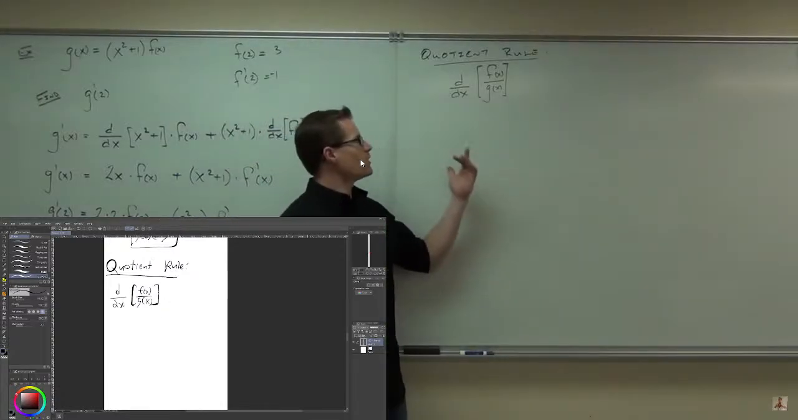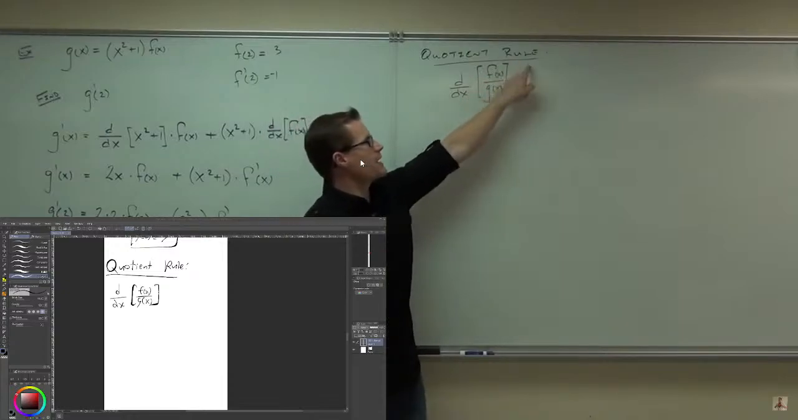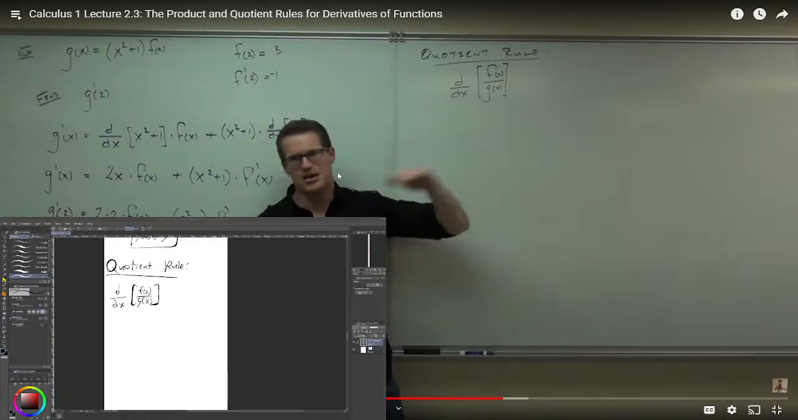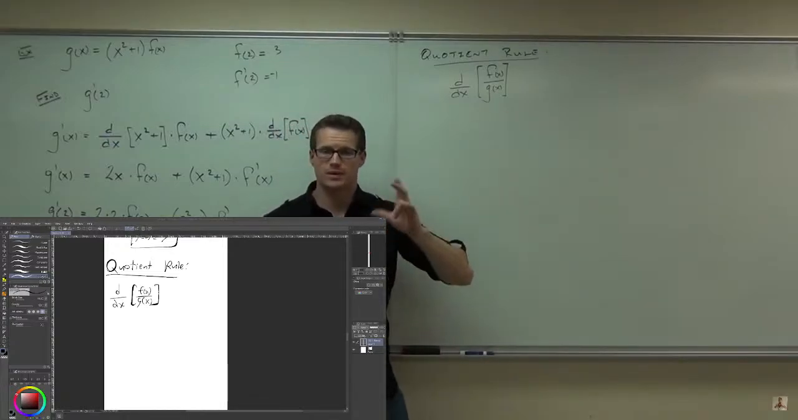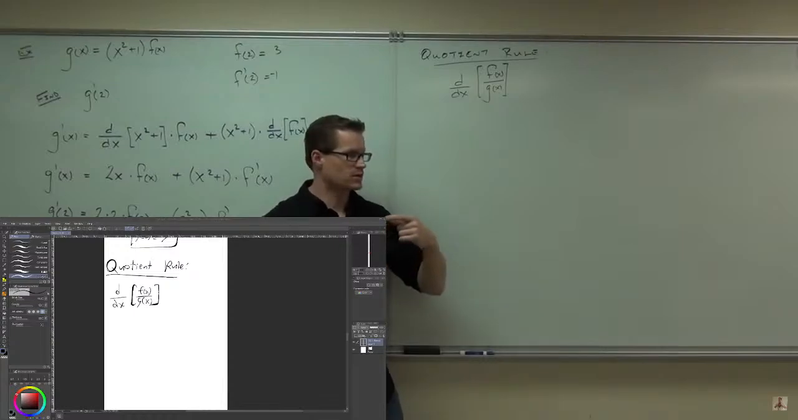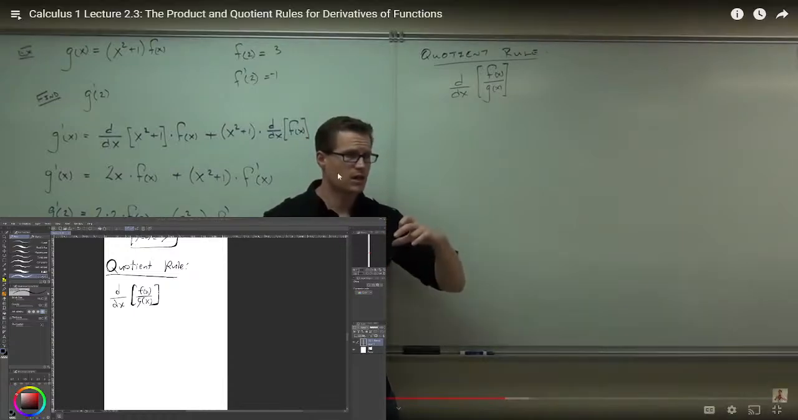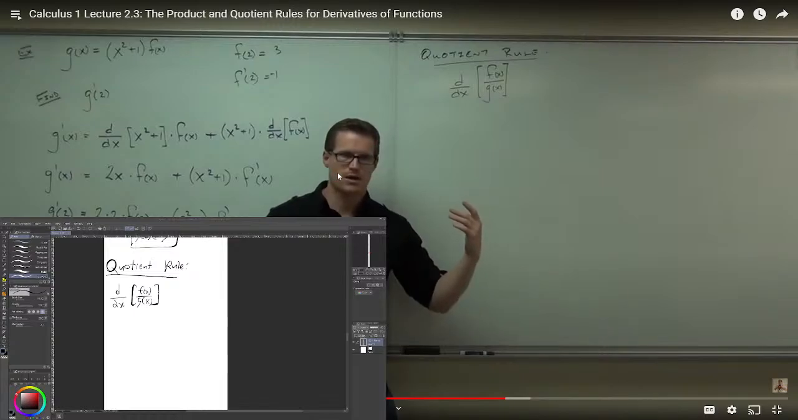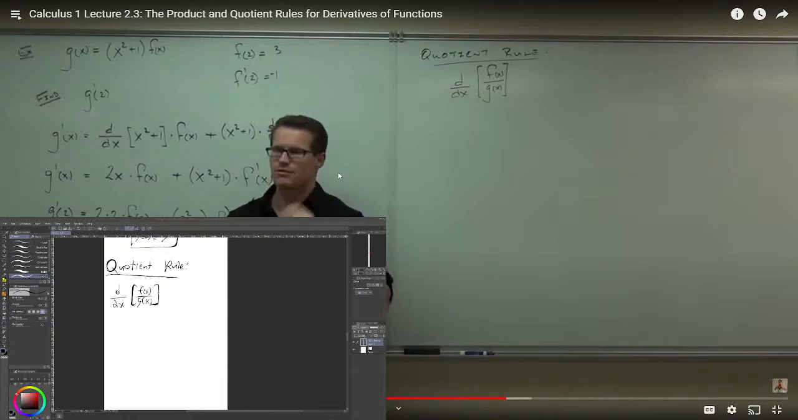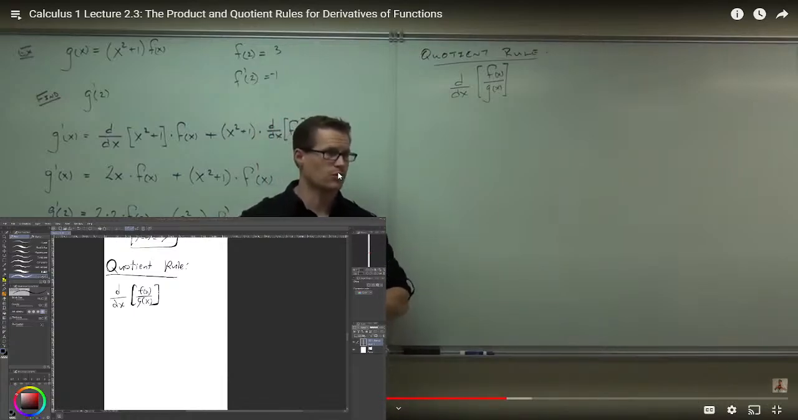And the idea is, well, can I just take the derivative of f and divide by the derivative of g? Do you think that's going to work? No, that never works. We can't separate derivatives by multiplication unless we use the product rule. We can't separate derivatives by division unless you use the quotient rule. Are you with me on that? You can't just take a derivative of the top and the bottom. That's never going to work for you. I'll give you a very simple example of why.